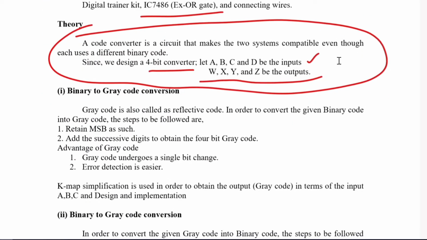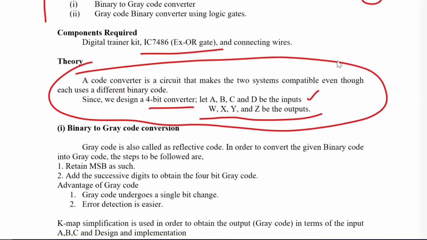We'll see the binary to gray code conversion. This gray code is otherwise called a reflective code. In order to convert the given binary number into gray code, we need to follow these two steps. First, retain the MSB as such and add the successive digits to obtain the 4-bit gray code. Now I will explain with one example, then you can familiarize yourself with the other steps in sequence.